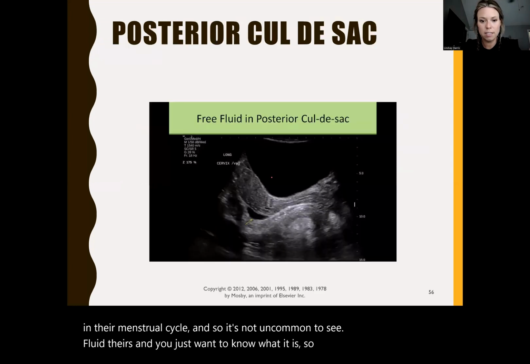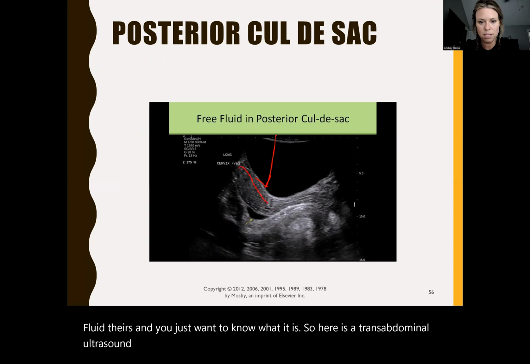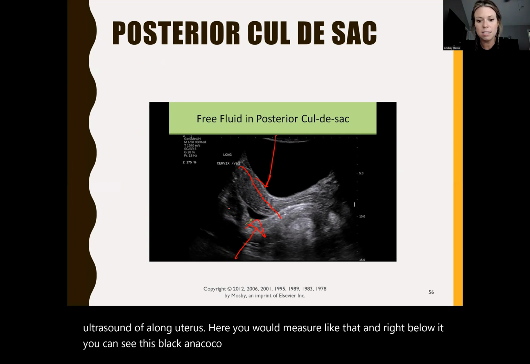So here is a transabdominal ultrasound of a long uterus. You can measure like that. And right below it, you can see this black anechoic area, and that is fluid.